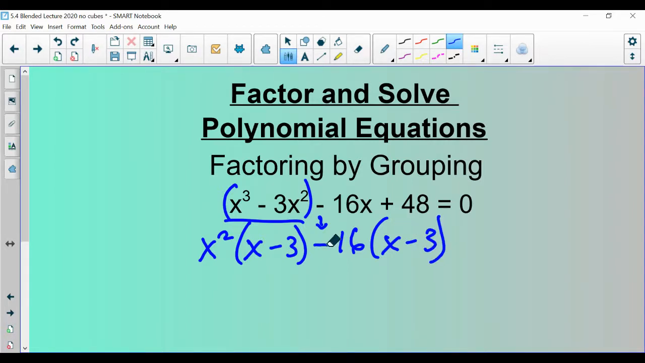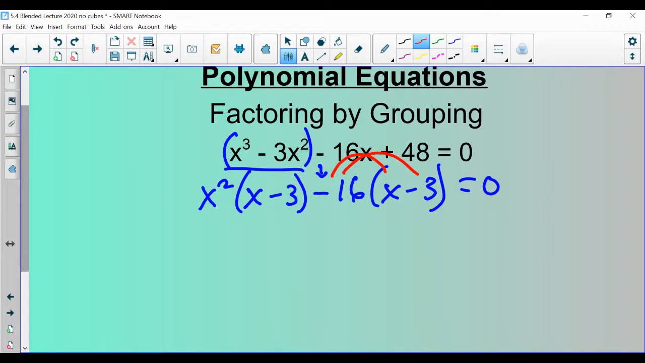It's really common to screw these negatives and positives up. But know that if you were to take negative 16 and redistribute it back here, you need to get negative 16x, which you do, and negative 16 times negative 3 is plus 48, which is what you need, equals 0. Now it's easy to see that the parentheses do match, and whatever's in the parentheses is going to go at the front, x minus 3, and whatever's left behind, x squared minus 16, will go next.